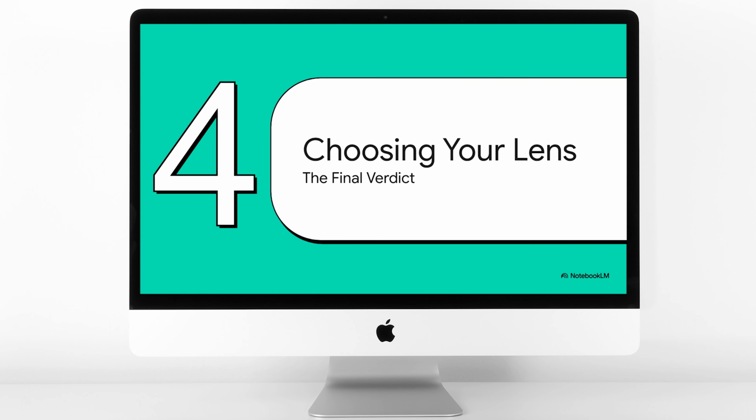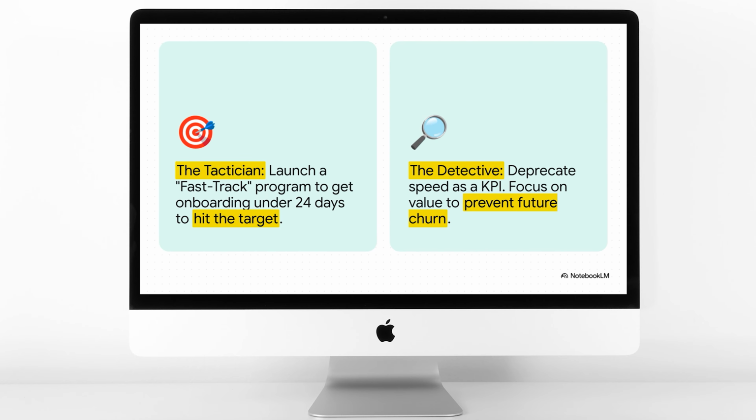Okay, so let's recap. We've got 3 different AIs, 3 totally different plans, all from the exact same data. Let's put them side by side to really get what this means for strategy. Just look at how they tackled a single goal, onboarding. The tactician says, the goal is speed, so let's build a fast track. It's a direct, logical response. But the detective comes in and says, hold on, the goal itself is wrong. Speed is the enemy. We need to focus on value.